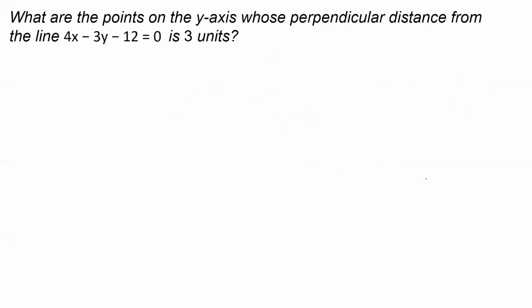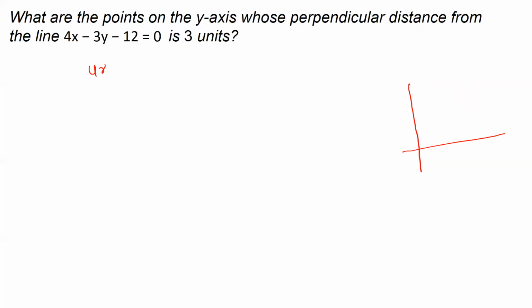What are the points on the y-axis whose perpendicular distance from the line is 3 units? So it is asking you to find a particular point. So let's quickly draw the x and the y-axis. Suppose our line is this. It may be upward rising. Forgive me if I'm making the equation wrong, but it's all okay. Let's always be technically correct.